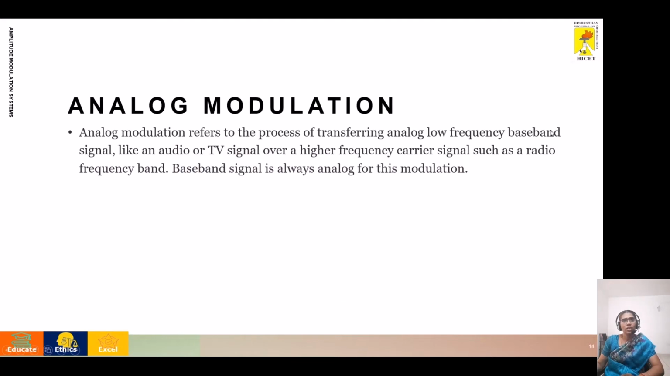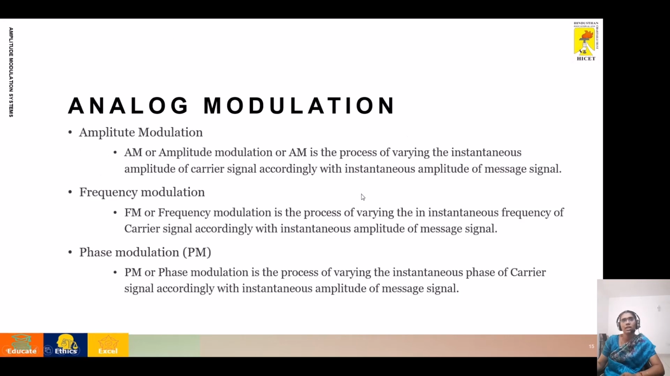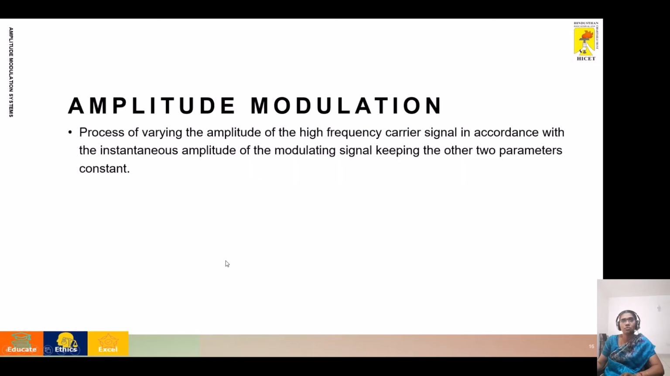So here we are going to deal with analog modulation. Analog modulation refers to the message signal being analog and the carrier also being analog. Depending upon the characteristic change done in the carrier, it can be amplitude, frequency or phase. If you vary the amplitude of the carrier according to the instantaneous value of the message signal, it is amplitude modulation. If you vary the frequency of the carrier in accordance with the instantaneous value of the message signal, it is frequency modulation. If you vary the phase of the carrier in accordance with the instantaneous value of the message signal, it is called phase modulation.